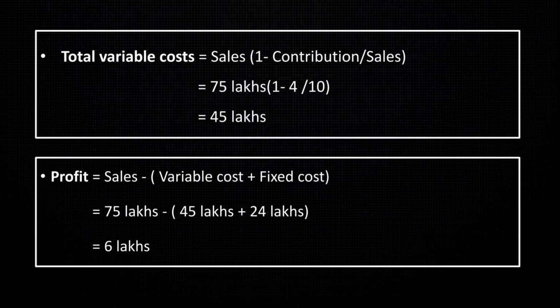And in the last question, we have to find the profit. The profit formula is sales minus the bracket of variable cost plus fixed cost. Sales is 75 lakhs, minus the bracket of variable cost 45 lakhs plus fixed cost 24 lakhs, which is given in the question. While calculating, we get 6 lakhs as profit.